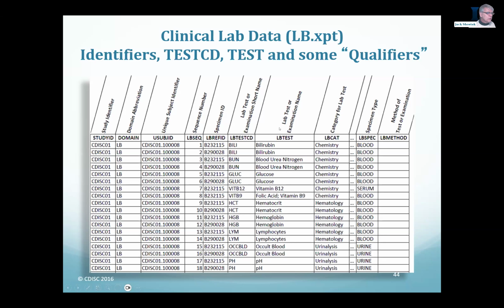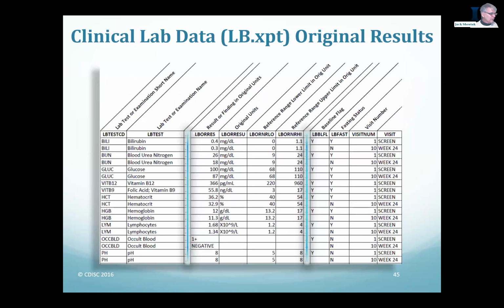So you can come look at the lab data set and here's the lab test. And great, fantastic. And there's all kinds of qualifiers in here, and some categorized as chemistry, hematology, urinalysis, that kind of thing. But this is where the LB domain shows its power, because here's the original result, and anybody that's dealt with lab data that's not been harmonized, there's pain involved.